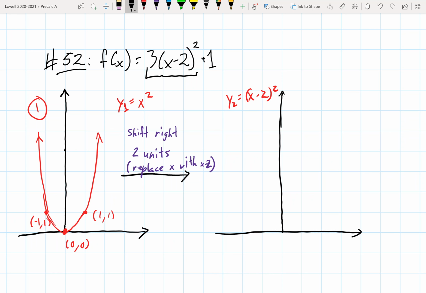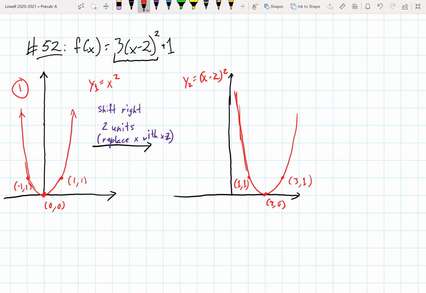Probably don't need to make it this tall, but that's okay. My vertex goes to 2, 0. 1, 1 becomes 3, 1. Negative 1, 1 becomes positive 1, 1. And this is our parabola like so. Make it a little better. Okay, so that's my horizontal shift.